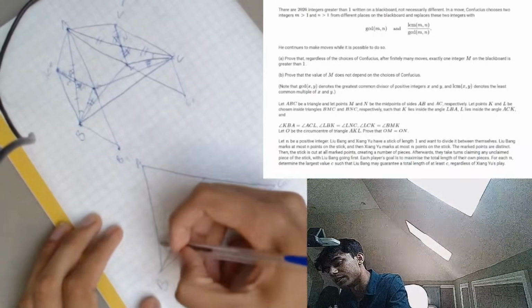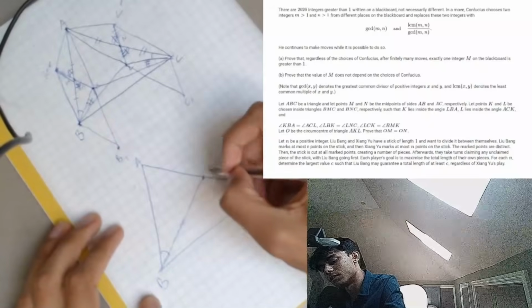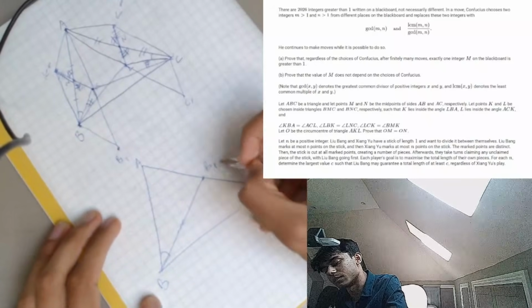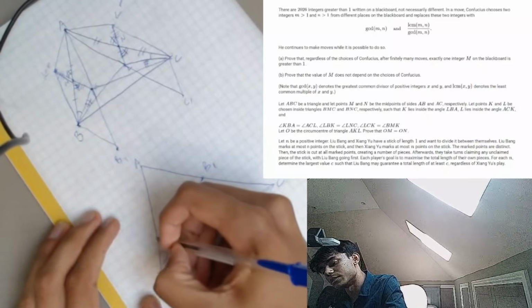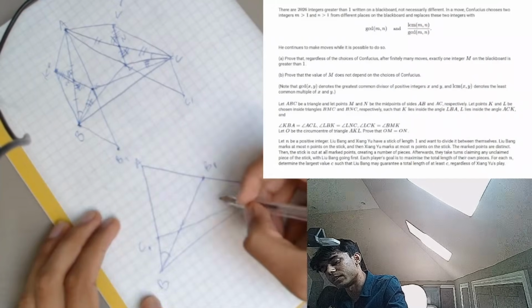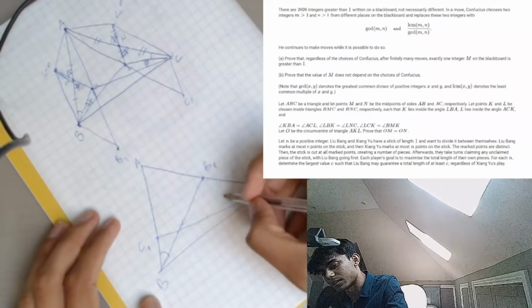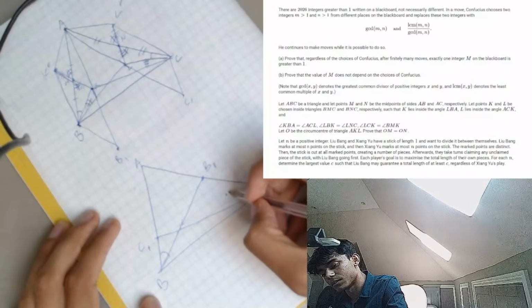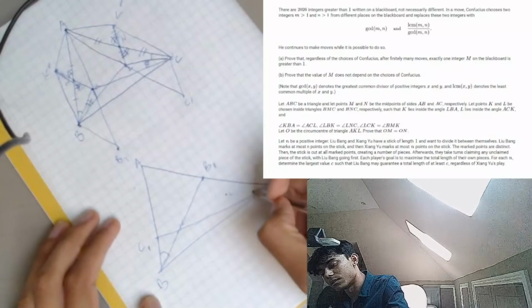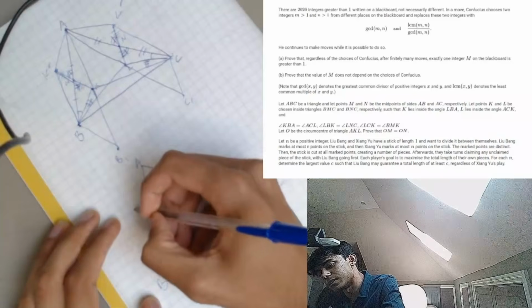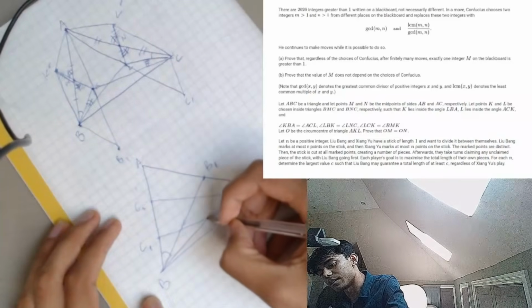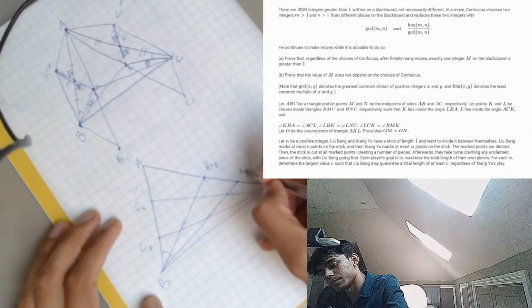The reason for this is you get some cyclic quads. So that's my thinking. Let's call this C1, and then you have L somewhere, and you extend CL. Let's call this one C2, and you extend BL, and you get B2.